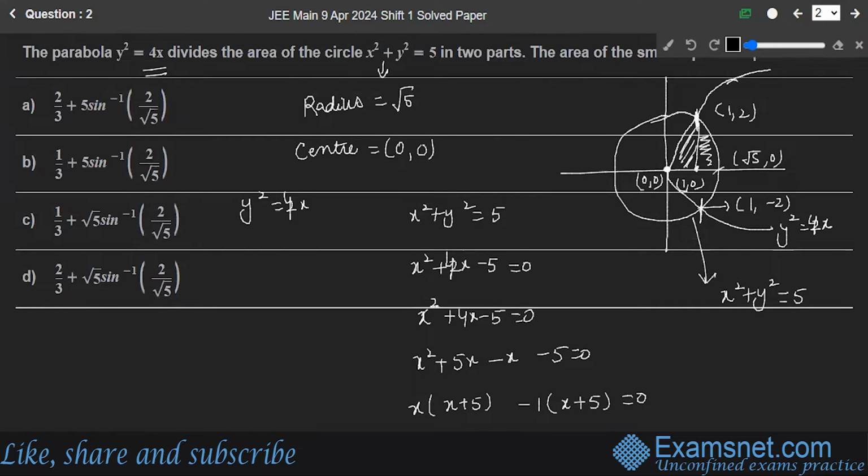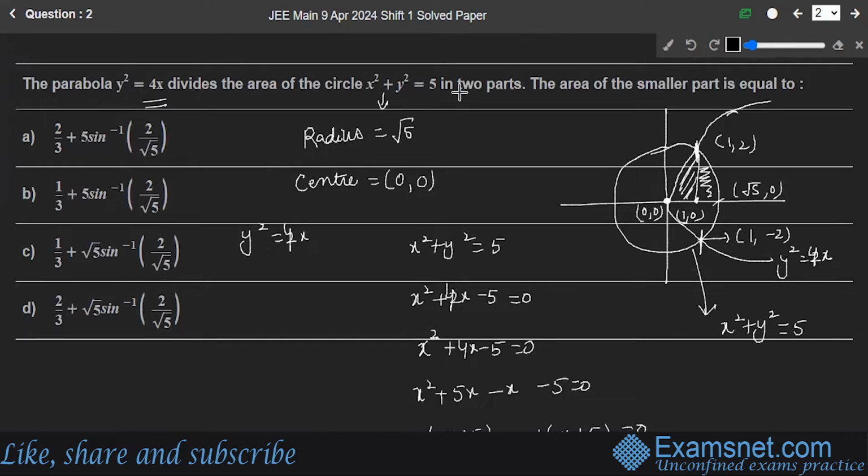And it's saying that the parabola divides the area of the circle in two parts. The area of the smaller part is equal to.